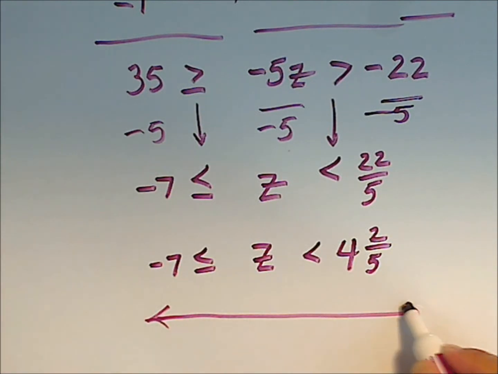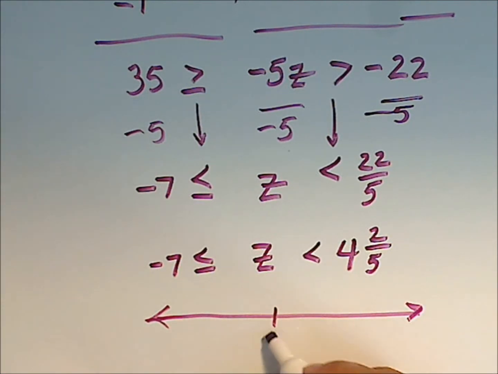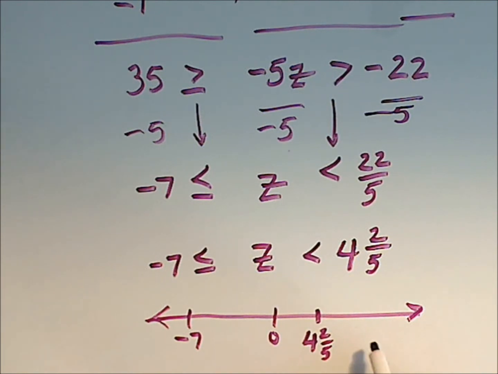And we draw our graph, and we put in a 0. We're going to have a negative 7 over here. And if that's negative 7, then 4 2/5 is probably about here. This doesn't have to be super accurate. It's just a representation graphically. We need z to be greater than negative 7, reading it backwards. Negative 7 needs to be less than or equal to z.